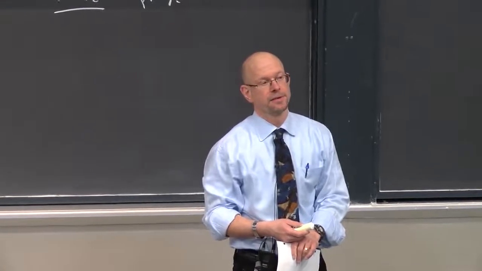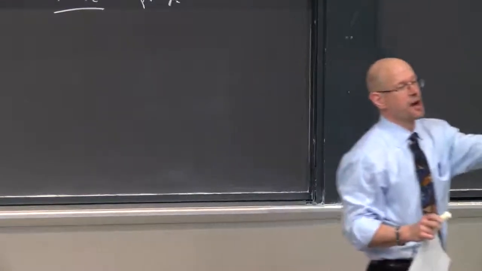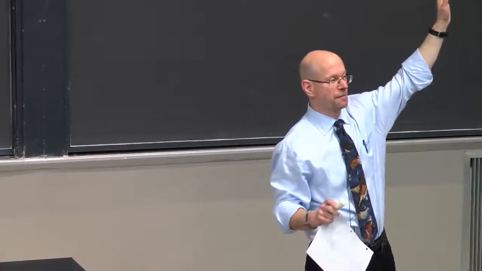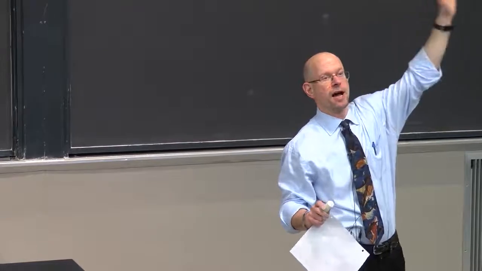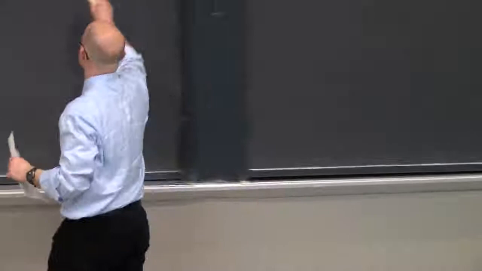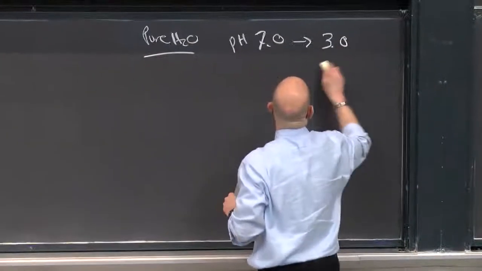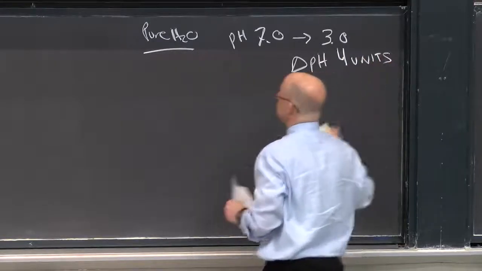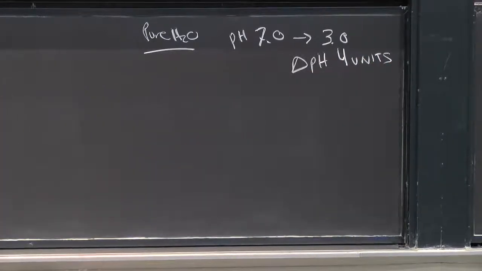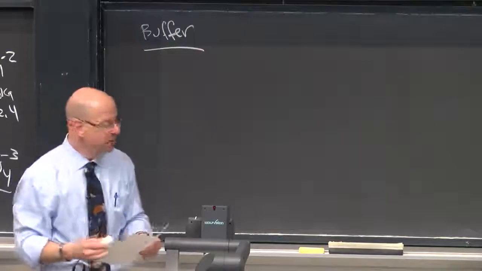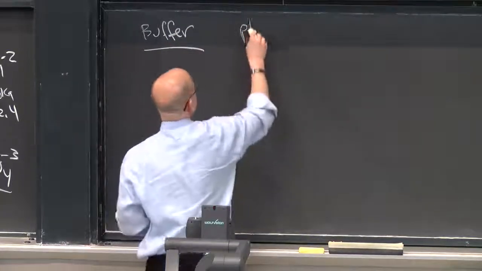I'm going to give you 3 choices. It's either 9, 5, or 3. How many people think it's 5? How many people think it's 9? How many people think it's 3? Sure, the pH went from 7 to 3. So we had a change in pH of 4 units. Let's do the exact same thing in our buffer. Now remember, our buffer started with a pH of 4.76.